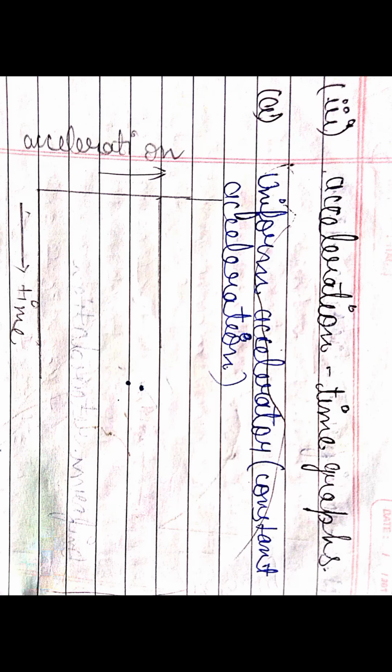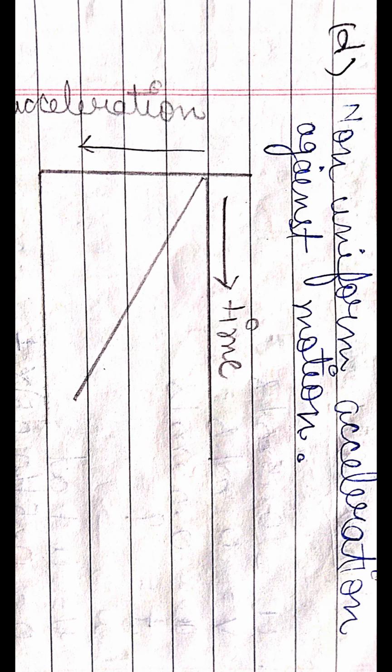Now acceleration time graphs. For uniform acceleration, it is a straight line parallel to the time or x-axis. Non-uniform acceleration with constant rate is a straight line. Now, non-uniform acceleration with non-constant rate, it is a hyperbola or parabola. Now, non-uniform acceleration against motion is a downward direction straight line.